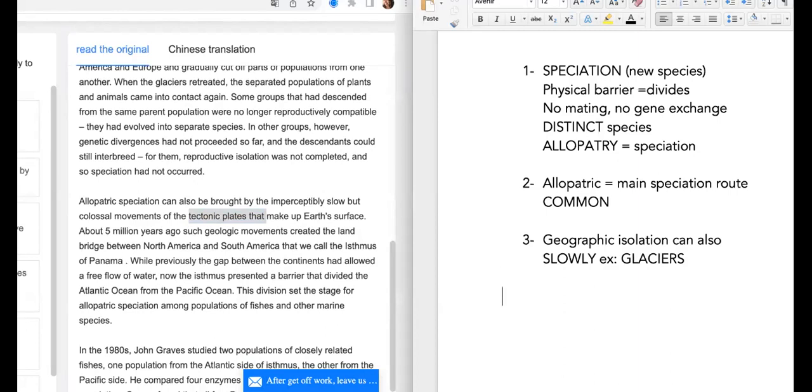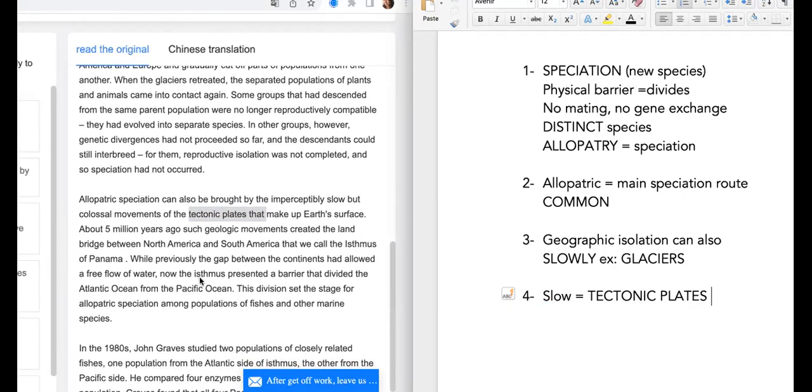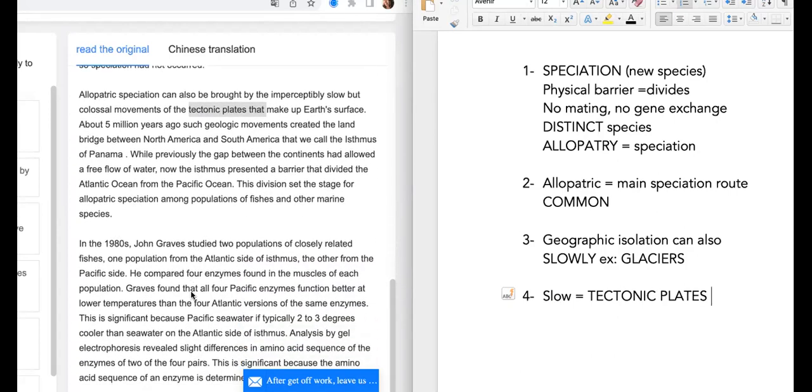So now I'm getting this idea of how this text is set up. It's like, okay, speciation. We got physical barriers. How does it happen? Well, we could have it slow through the glaciers. We could have it also slow through tectonic plates, these moving plates that make up the Earth's surface. Okay, you're going to tell me about that, blah, blah, blah, details.